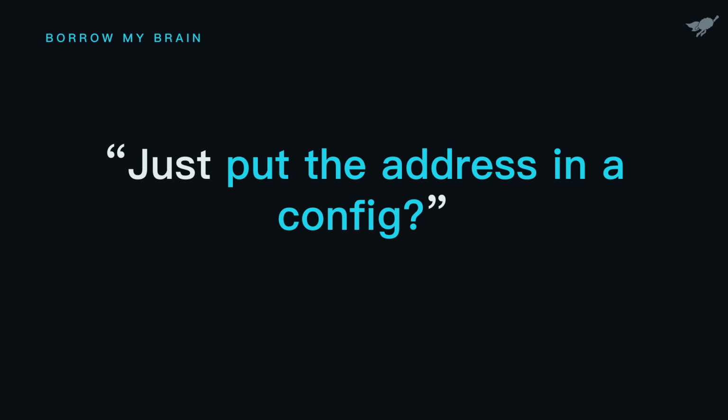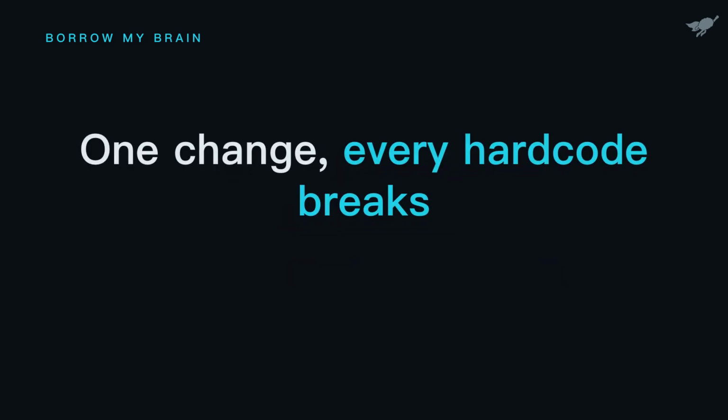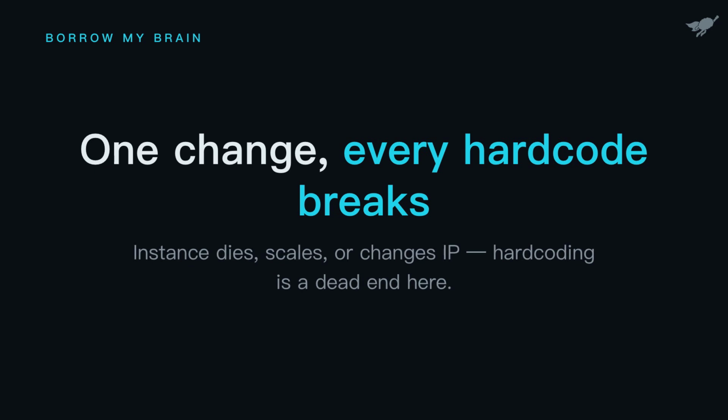Following your gut, once you've split things, you might say, easy, payments needs to call orders, so I just write the order's address into a config file. Done, right? You hit a wall. Orders isn't one machine. It's several instances doing load balancing. One of them dies, or you scale up and add two more, or you move it to another machine and the IP changes. That hard-coded address you wrote? Dead on the spot. Dozens of services hard-coding each other's addresses. Any one machine changes, and a whole swath crashes with it. Hard-coding, in the microservices world, is a dead end.